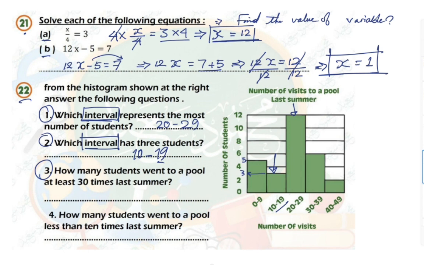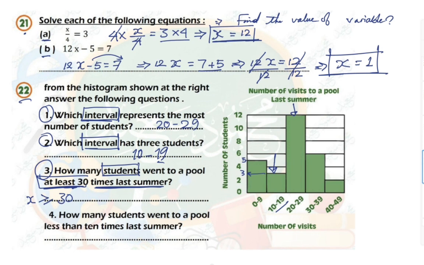Point 3. How many students went to the pool at least 30 times this summer? He asked about the number of students. If we say that the number of students is x, now x what? At least, that means greater than or equal to 30.